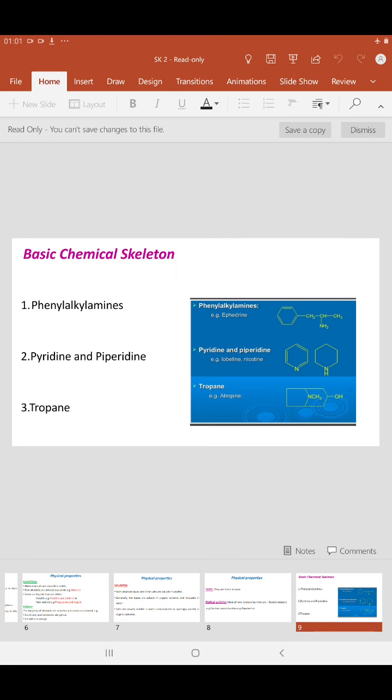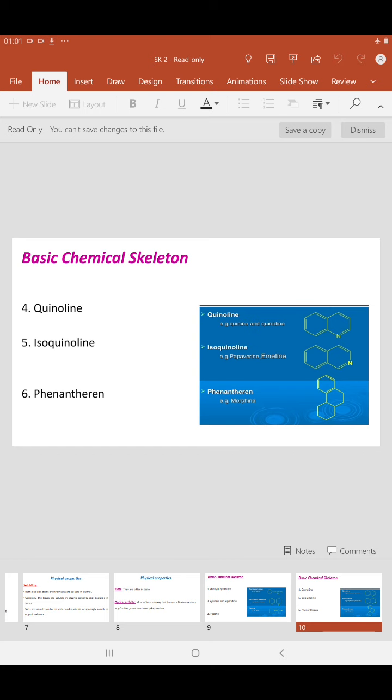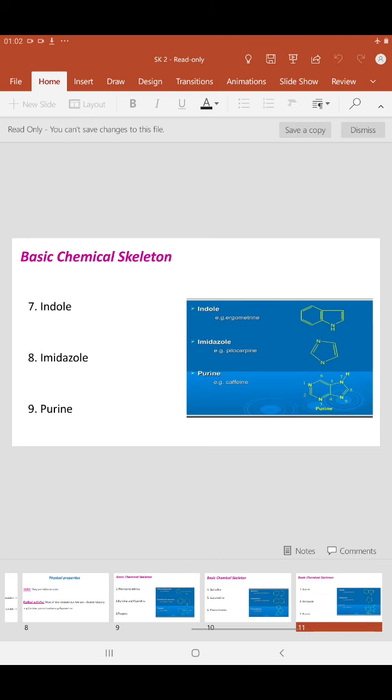Fourth one, quinoline. Example, quinine and quinidine. These two have a quinoline nucleus. Fifth one, isoquinoline. Example, papaverine and emetine. Sixth one, phenanthrene. Example, morphine. Seventh one, indole. Example, ergometrine. Eighth one, imidazole. Example, pilocarpine. And ninth structure is purine. Example, caffeine.